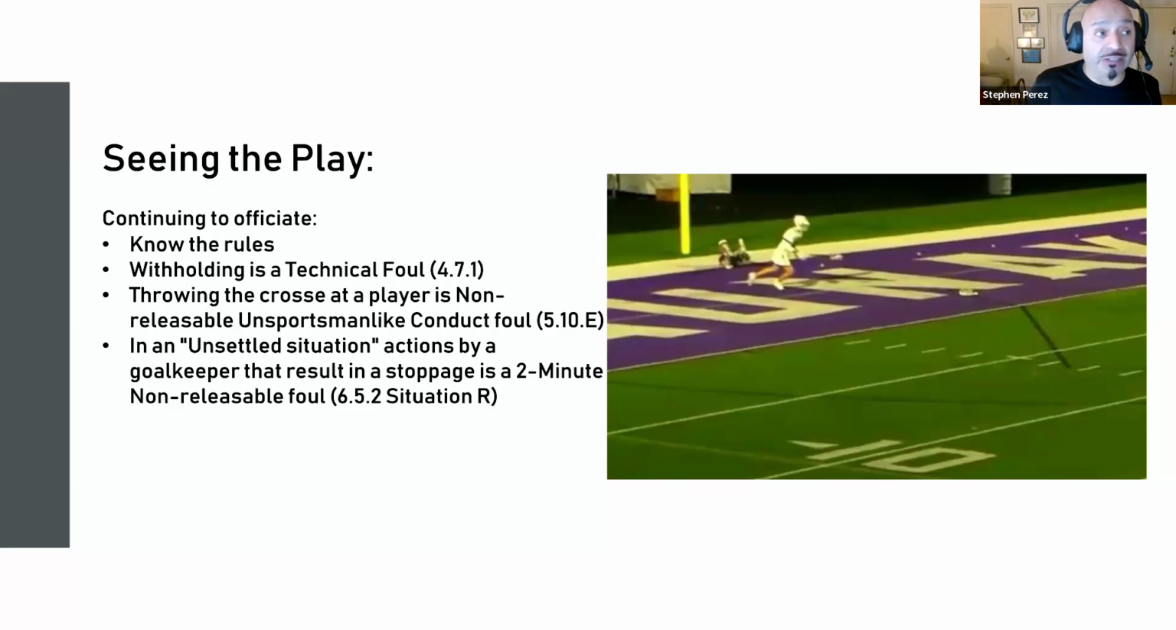These actions, and my interpretation of what the goalie did: there was an unsettled situation. He threw his cross, the result of which is going to be a whistle. Then people are like, well, was it intentional? Was it not? We have a situation where it is unsettled. Comments, questions, concerns, discussion. Everybody's good with that?